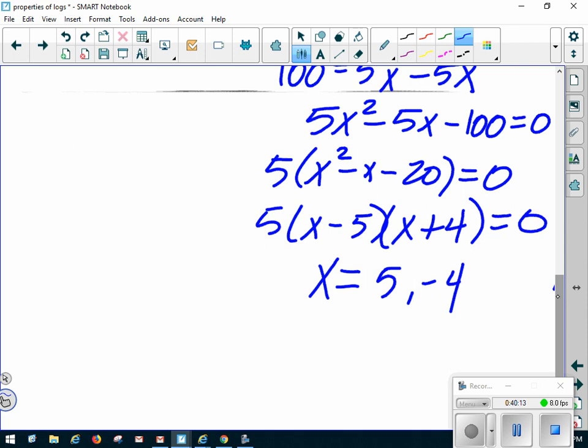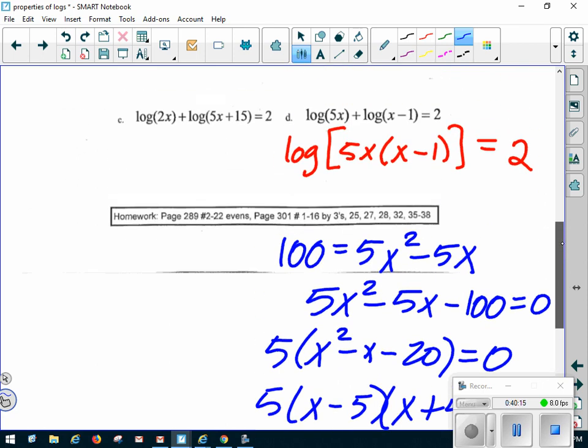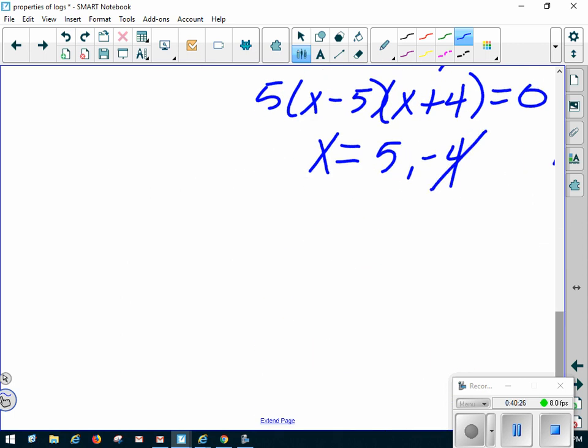Can x equal -4? No, because it would make one or both of them negative. Can x equal 5? Yes, because I'd be taking the log of positives.